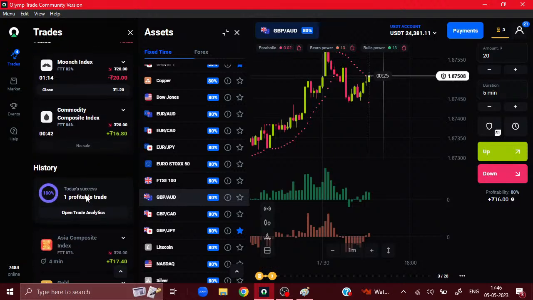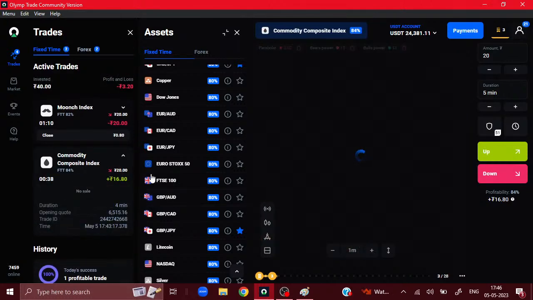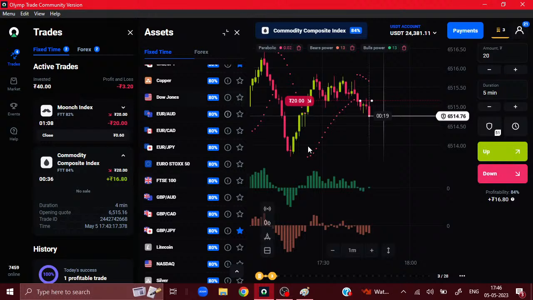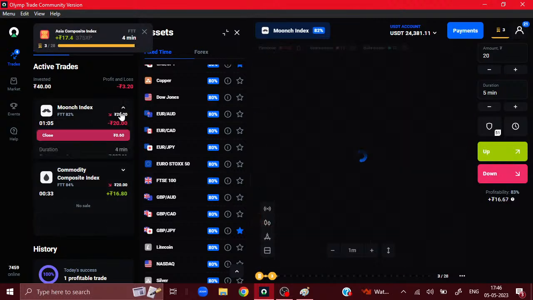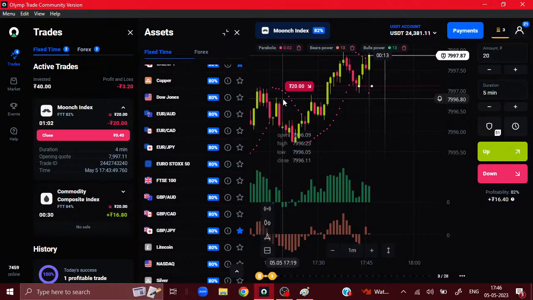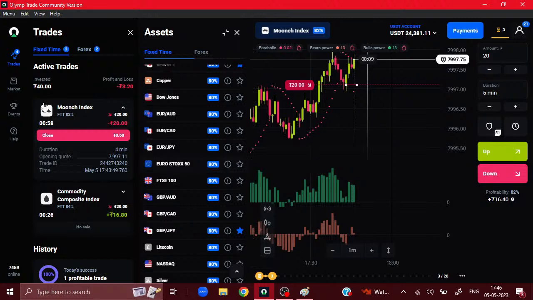Okay, so one trade was in our favor. I am confident that this trade will also close in our favor. However, this one, I don't feel that it will be in our favor. So one trade we have lost for $20. Now to recover this lost $20, I will increase the amount, 35 or maybe 40.